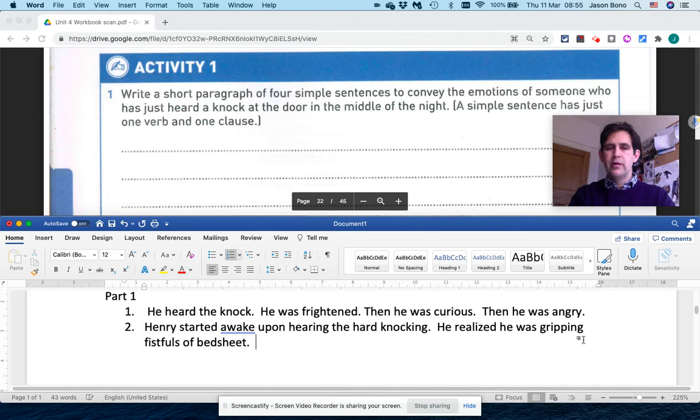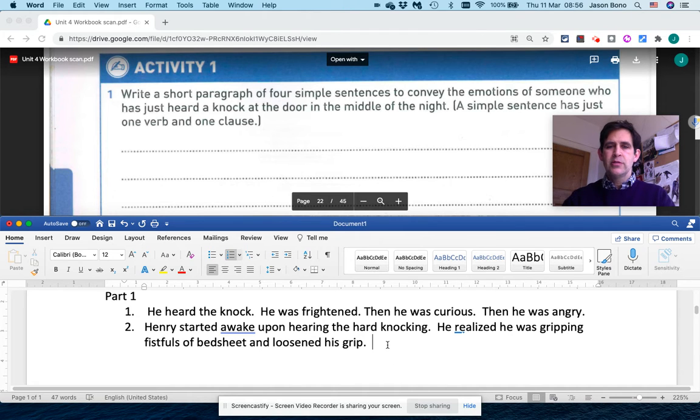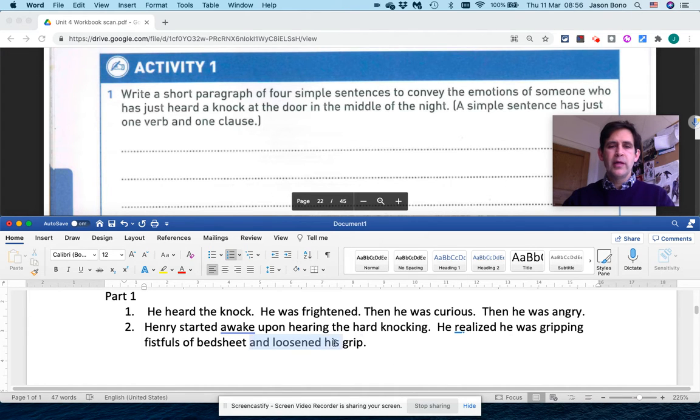Okay, now I had another. That's another verb, another action, and loosened his grip. It's true that there's more than one verb there, but it's just Henry doing it. He was gripping and loosened. That's all. It's still a simple sentence, because I'm not introducing a new person or Henry again doing the action. But I could just leave it there, to keep it simple. He realized he was gripping fistfuls of bed sheet.